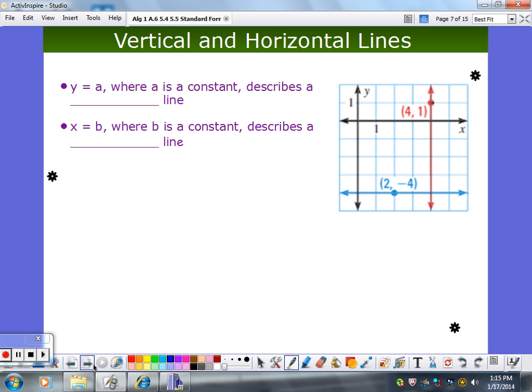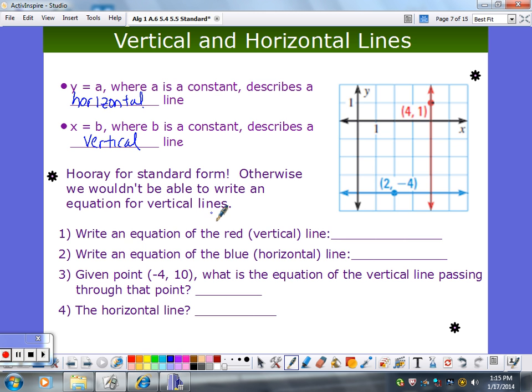Okay. All right, vertical and horizontal lines. We talked a little bit about this during the warm-up. So y equals a number, where a is just some number. What's that going to look like? Horizontal or vertical line? Horizontal. Y equals a number is your horizontal line. X equals a number. What kind of line? Vertical line. Right? Questions on how I know this? Nope. Okay.